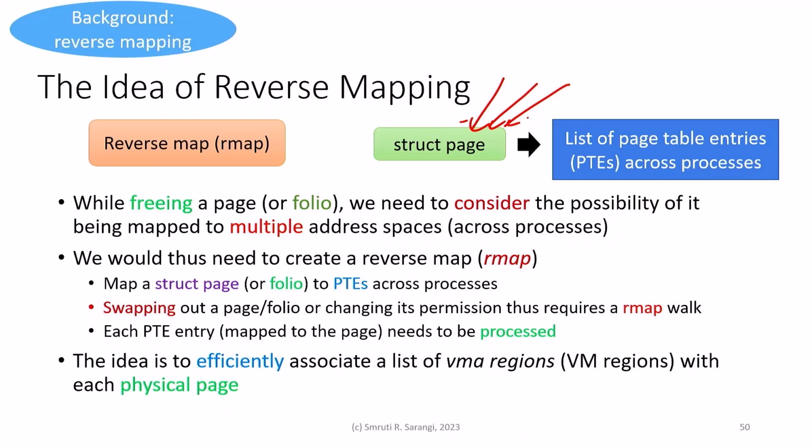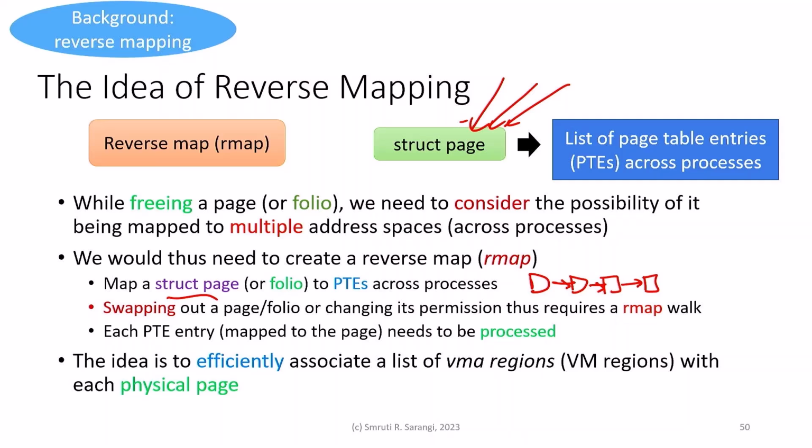So let us first look at a bad idea. A bad idea is that inside a struct page, you maintain a linked list of all the page table entries that point to this across processes. So the reason that this is a bad idea is basically because you don't know how large this linked list is going to be, right? In the sense that there could be a lot of sharing. If there is a lot of sharing, it's going to be hard.